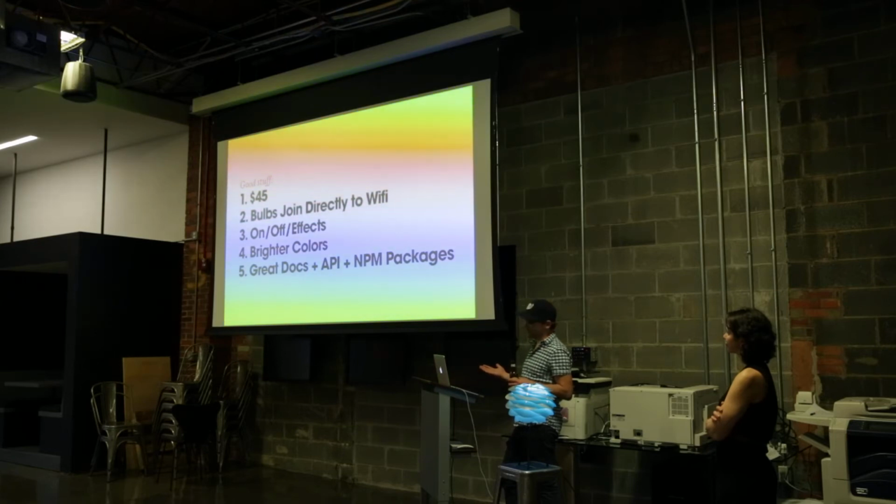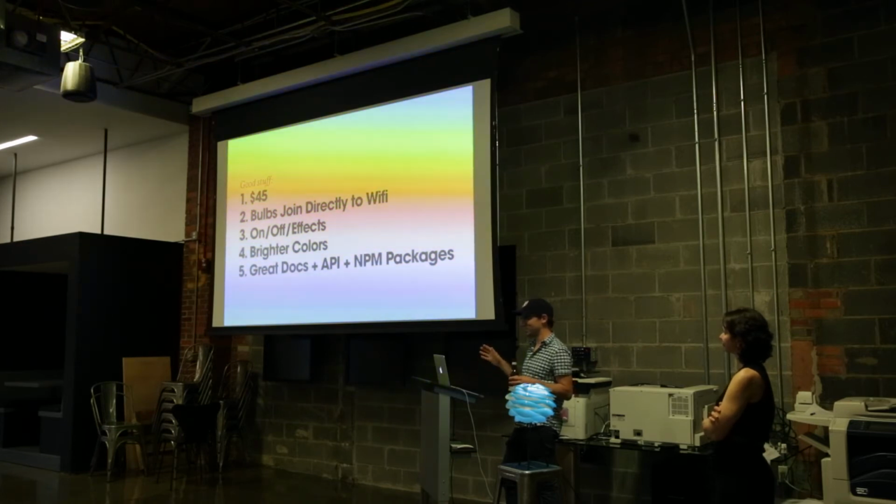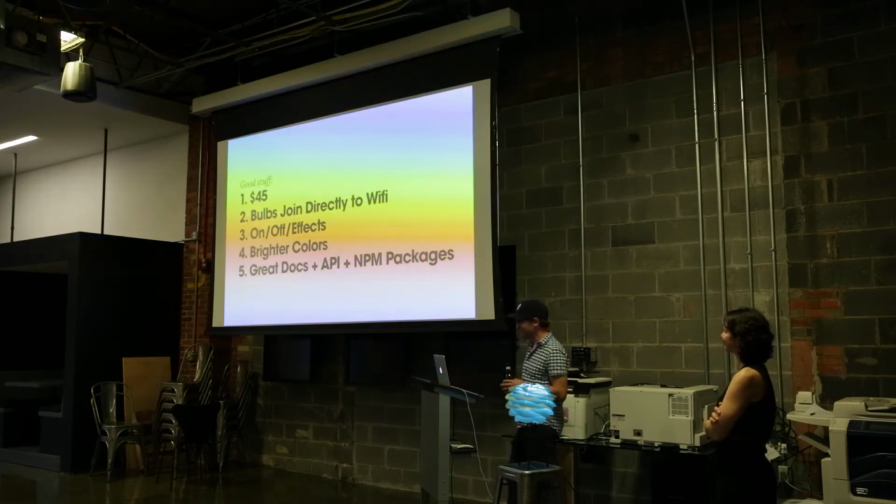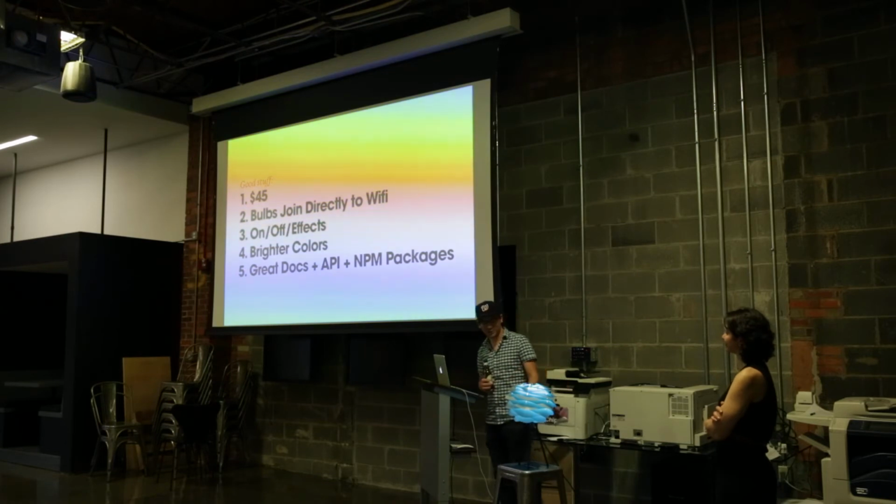A pretty cool thing about these bulbs is you can do on and off, and you can also do effects. You can do pulsing, which I'll show off. You can do strobe lights. You can do all kinds of different stuff, like spooky Halloween modes. A lot of people use these for haunted houses, which is a fun thing. They've got brighter colors than the Hue. You can see here, and I'll show some more colors off too. They look great, these lights.